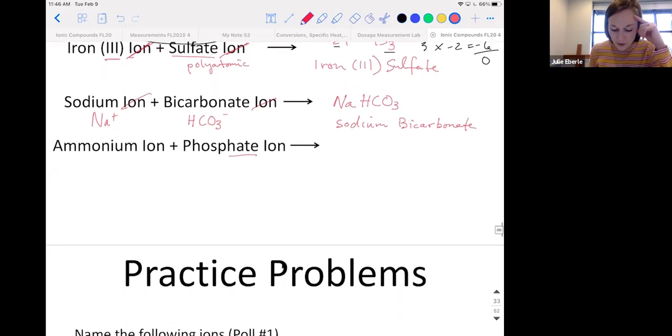Let's go ahead and do one more. We got ammonium ion and phosphate ion. Ammonium, guess what? That's a polyatomic as well. It doesn't end in ATE, but it's one of the cation polyatomics. Okay. Ammonium is NH4+. How did I know that? I just looked at the polyatomic chart. Okay. Phosphate is PO4 3-.